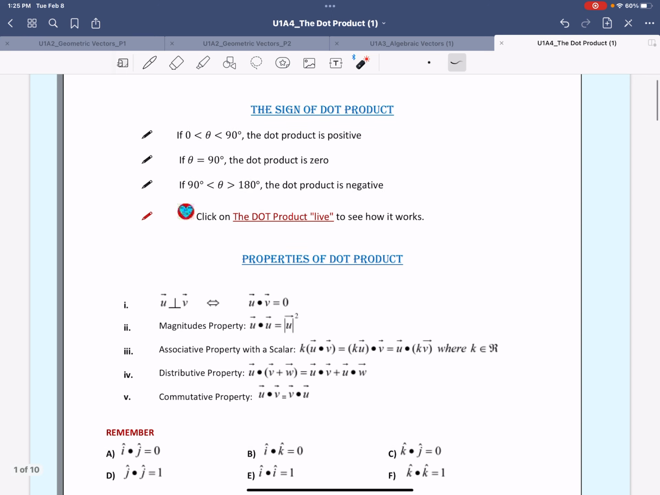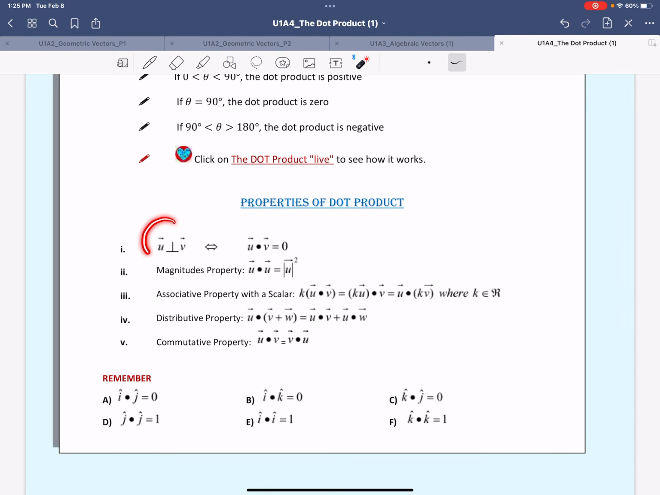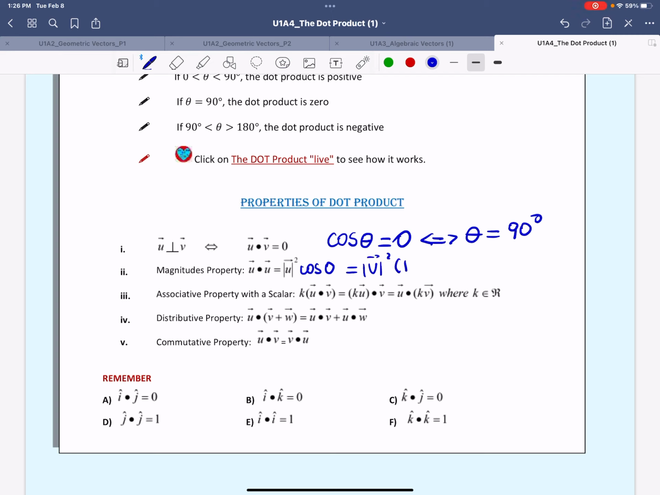Some of the properties of dot product are: vectors u and v are perpendicular if the dot product is 0, and that's understandable because if cosine theta equals 0, it means that angle theta must be 90 degrees, and vice versa. Now, if you have a vector u multiplying itself, the angle made between them would be 0. So that would be magnitude of u squared times 1, so simply magnitude of u squared.